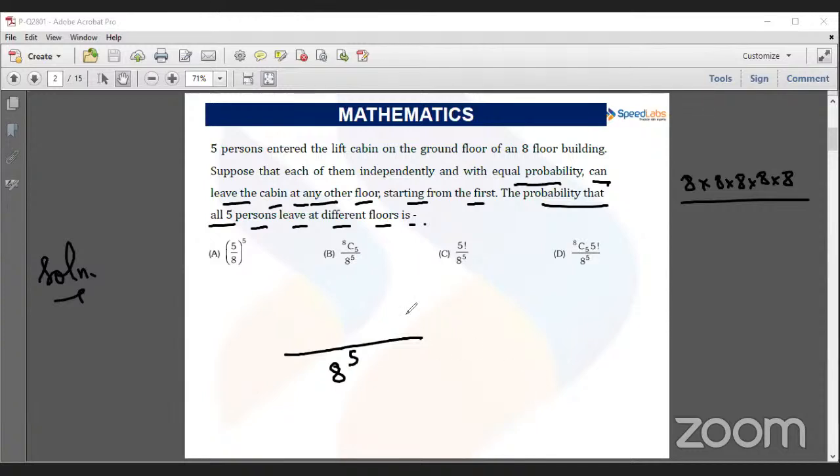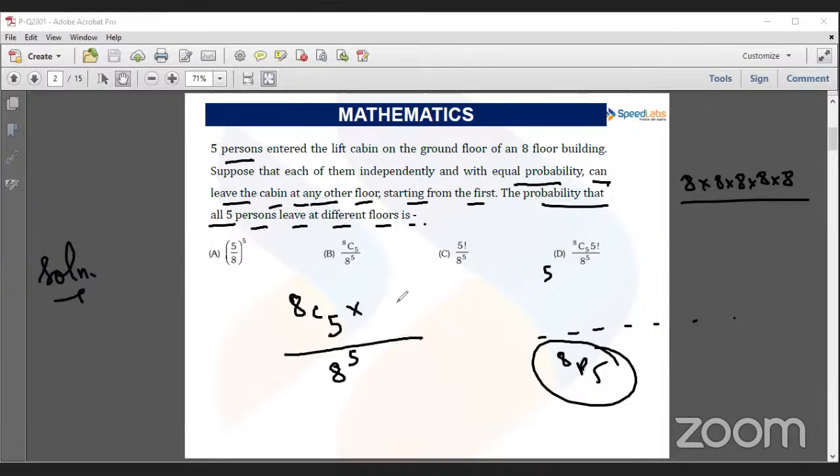So in that case, it is same as arranging 5 people in 8 seats, basically 8P5. Or if you look at this context, this is same as first choosing the 5 floors where people will get off. Once we choose the 5 floors, we can arrange 5 people there in those 5 floors in 5 factorial ways. So this will be the answer.